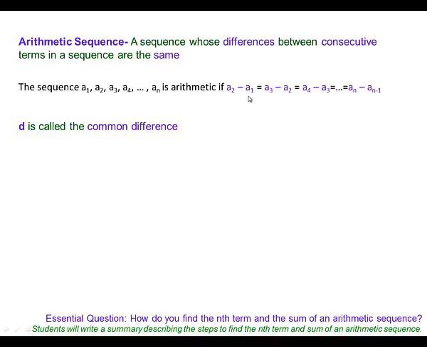Basically, it says the difference between consecutive terms, meaning the difference between the second term and the first term, is the same as between the third term and the second term, and the fourth term and the third term, and so on and so on. D stands for what we call the common difference.